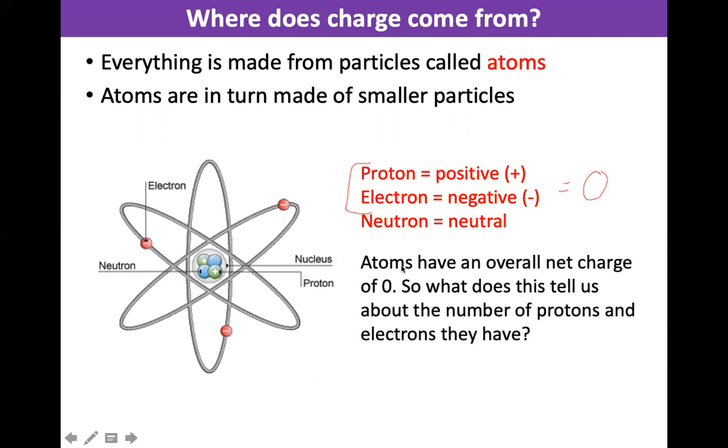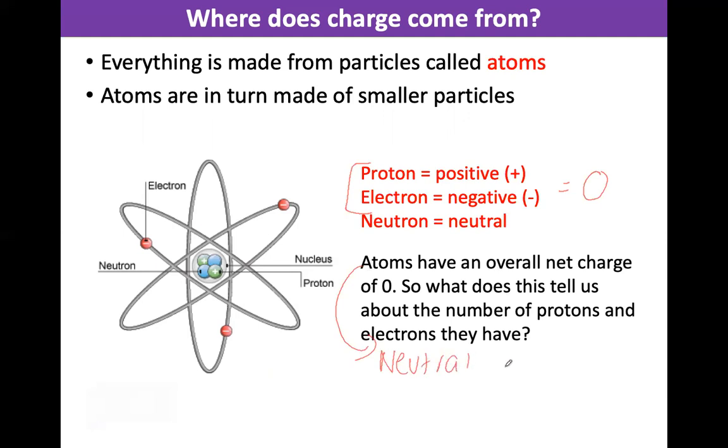We've already been through this question. Atoms have an overall net charge of 0. So what does this tell us about the number of protons and electrons they have? They have the same number of protons and electrons, and they're neutral, so they're not charged. So atoms are neutral.